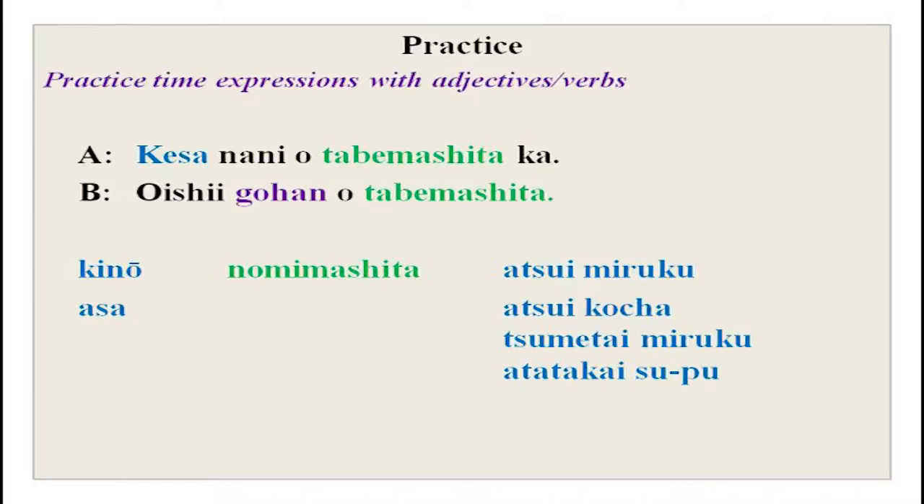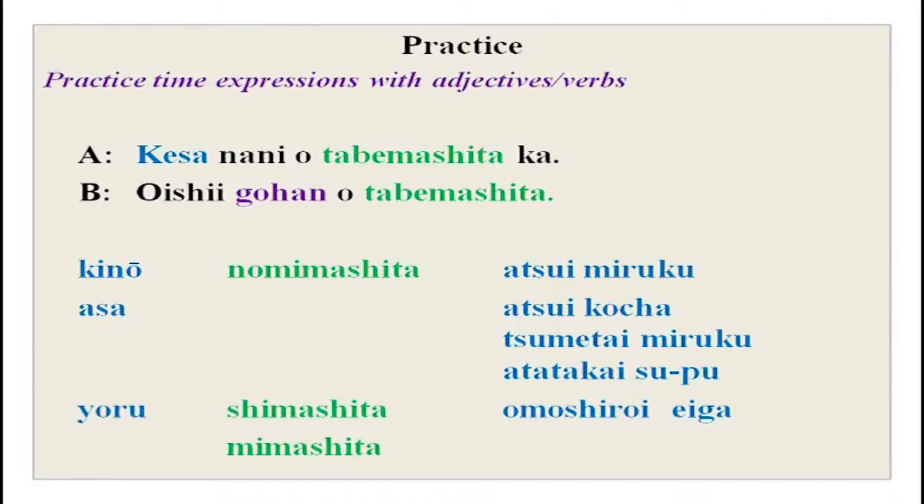So, when it's cold, if you have something really warm and hot, it feels good. That is atatakai. And soup, if it is nice and warm and hot, then only you enjoy it. So, well, yoru nani o shimashita ka? Omoshiroi eiga o mimashita. So, with another verb, you can use a different adjective, noun, and again do some conversation. So, yoru nani o shimashita ka? Omoshiroi eiga o mimashita. So, different verbs you can use and practice.